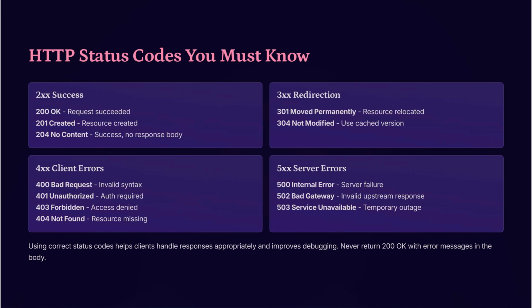HTTP status codes are crucial for effective API communication. Success codes like 200 OK and 201 Created confirm successful operations. Redirection codes, such as 301 Moved Permanently, guide resource relocation. Client errors, like 400 Bad Request, indicate issues with client requests, while server errors, such as 500 Internal Error, signal server-side problems. Correct usage aids in debugging and client response handling.